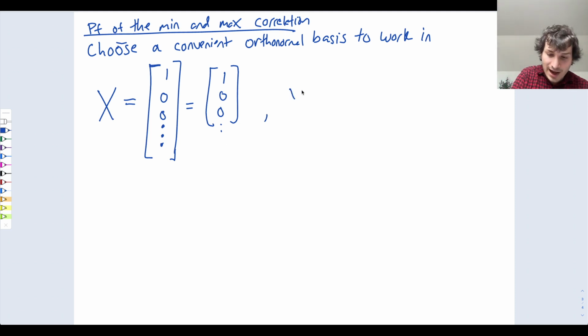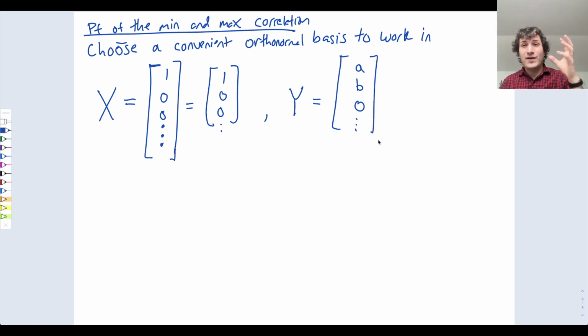And then the vector y, I am going to write it as something I'm going to call A, something I call B, and then 0, ... So the vector y only has non-zero components in the first 2 entries. And actually, I can tell you exactly what y is. It's going to be the cosine of theta xy and the sine of theta xy.